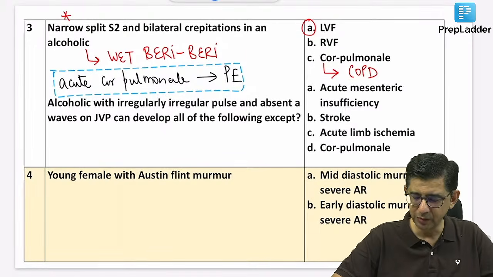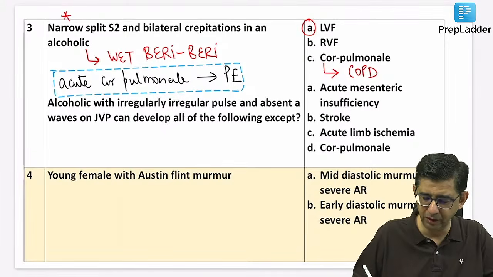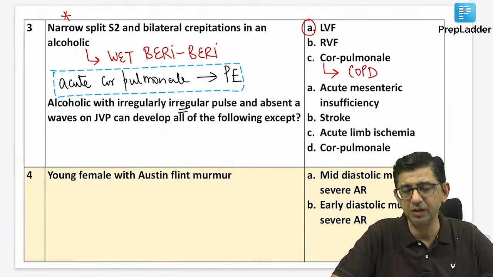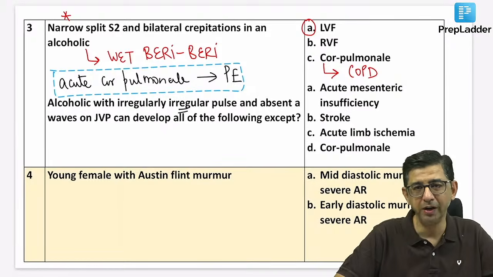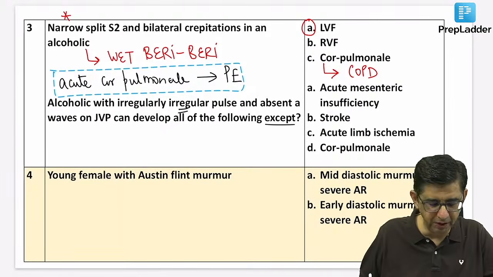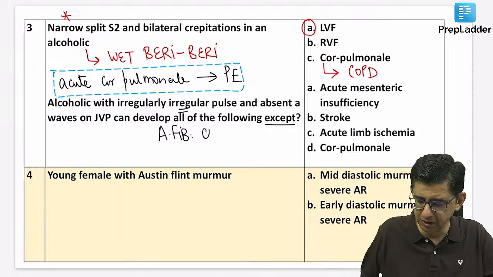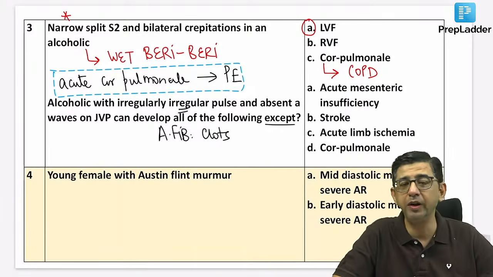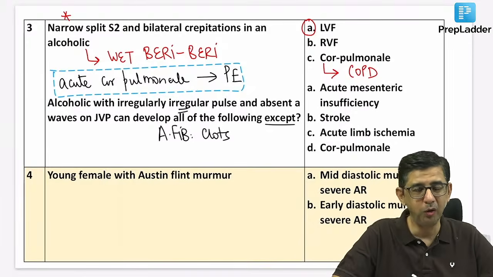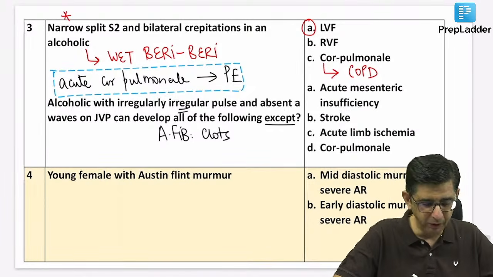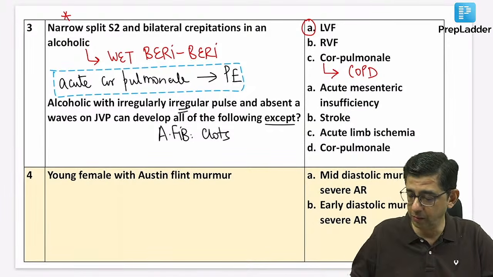Let's move on to the next one, where he has mentioned an irregular pulse and absent A waves in a JVP. Yeah, it's a very characteristic question on atrial fibrillation, but it is an except question. So what we are studying is complications that would be seen in patients of atrial fibrillation, because atrial fibrillation would be characterized by development of clots, and these clots can go out into the aorta, and from the aorta they can go to the brain. So you can have a stroke.